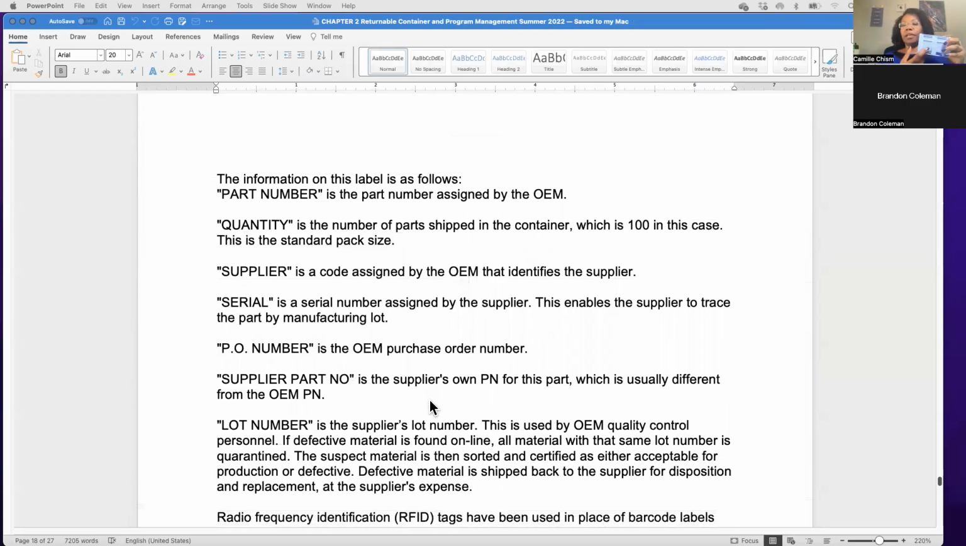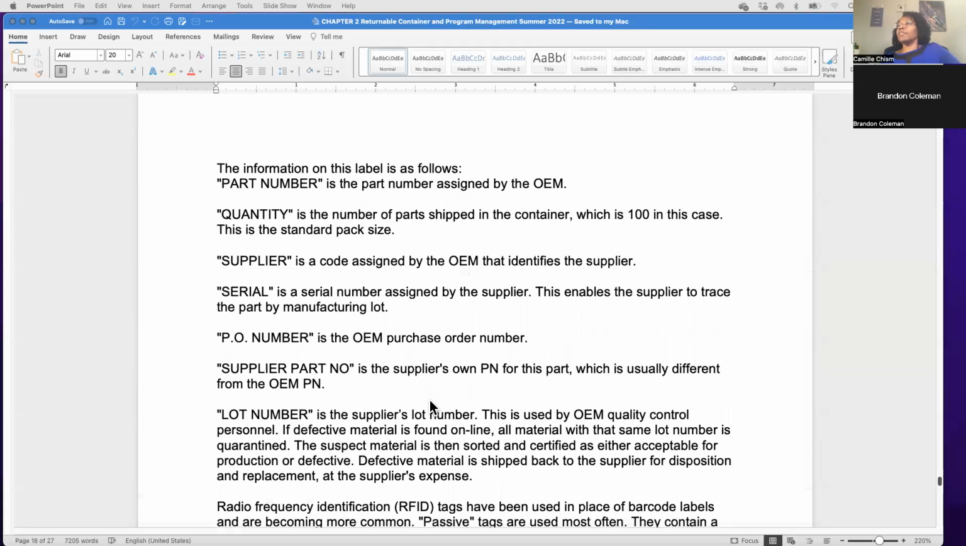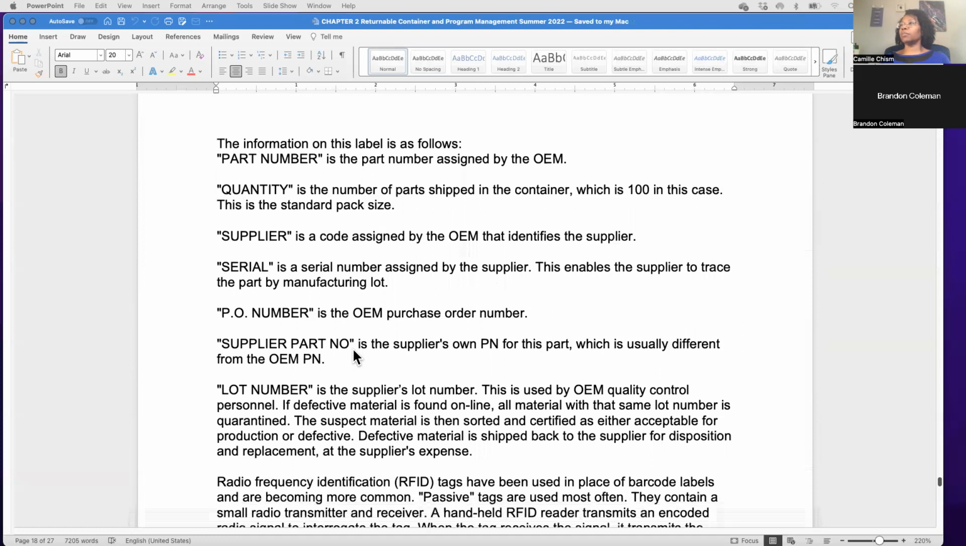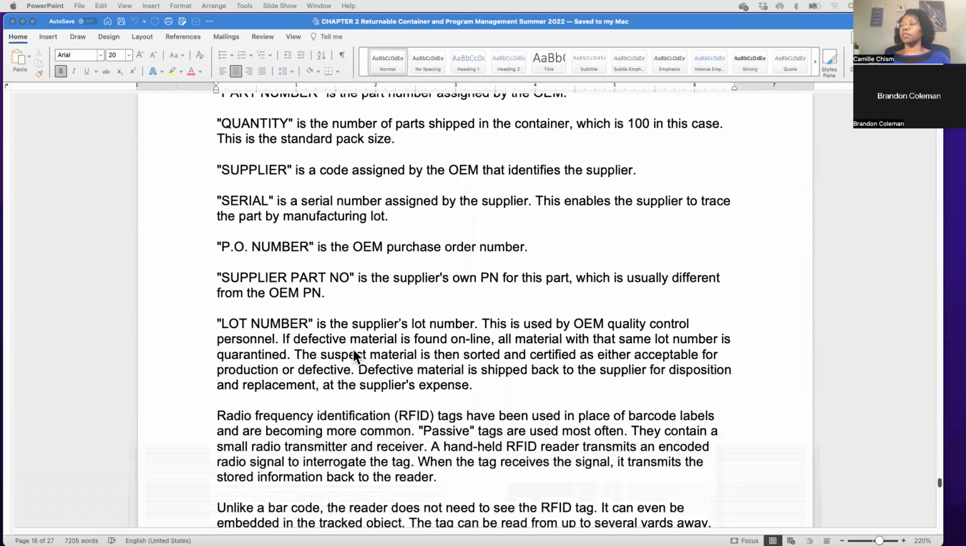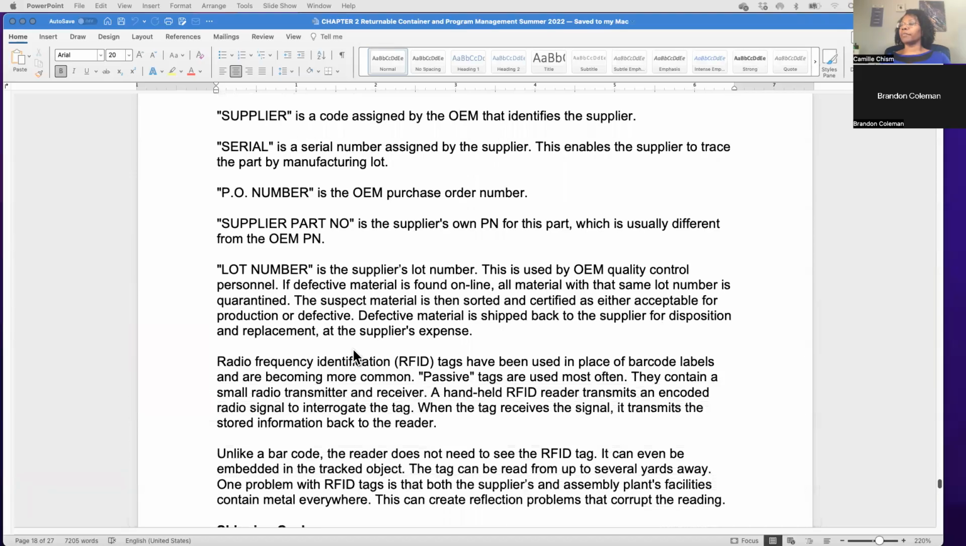Like I said, most of these containers will come in with a white sticker with a shiny back on it. You can stick labels on that and peel them off when the tote is emptied. Again, this is the information on the label that I mentioned before: part numbers, supplier information, PO numbers, lot number.